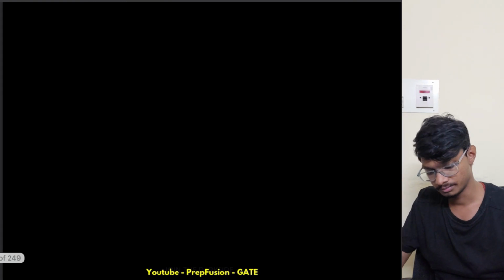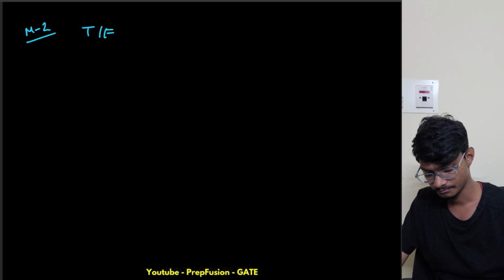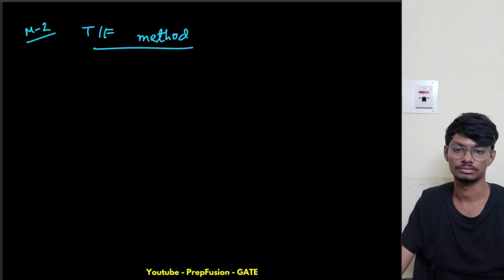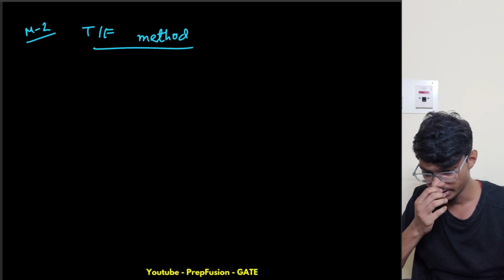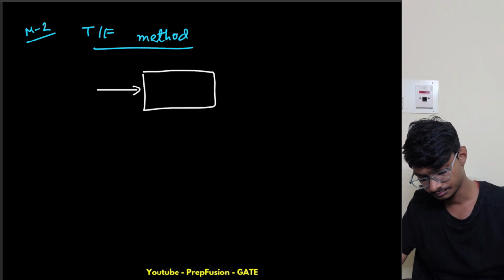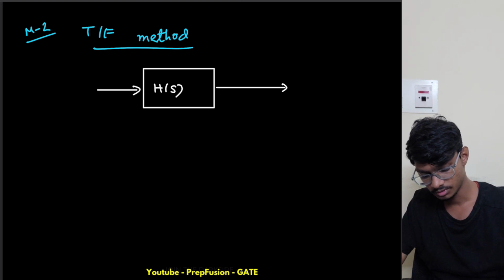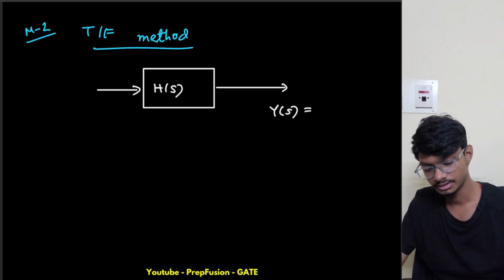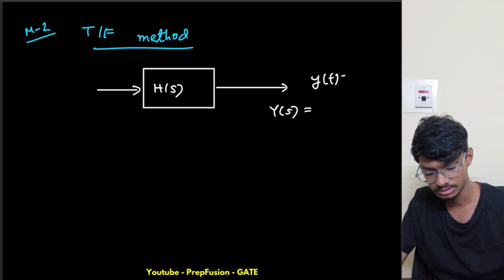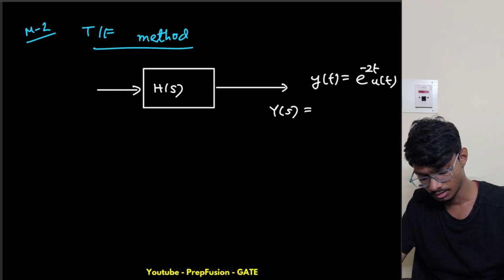Now let us do it from method 2, the transfer function method basically. Okay, so how will we do that? We have been given the step response. So we have the transfer function h of s, step response y of s. What is given? y of t is given as e raised to power minus 2t u of t, and what is x of t for it? It is u of t only.